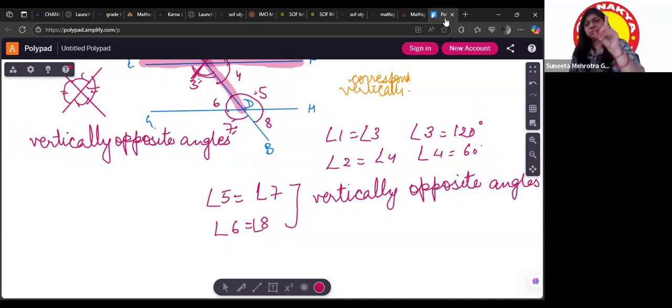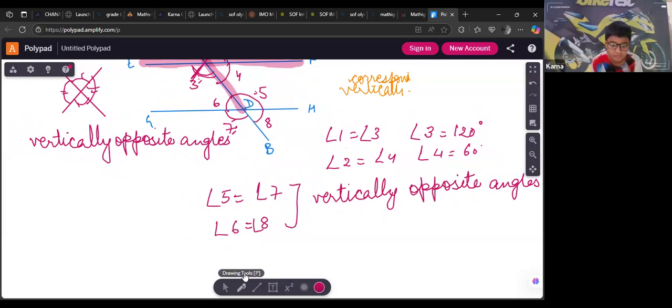Now, this is the first thing we have learned: corresponding angles are equal, and vertically opposite angles are equal. Yes, ma'am. Okay.